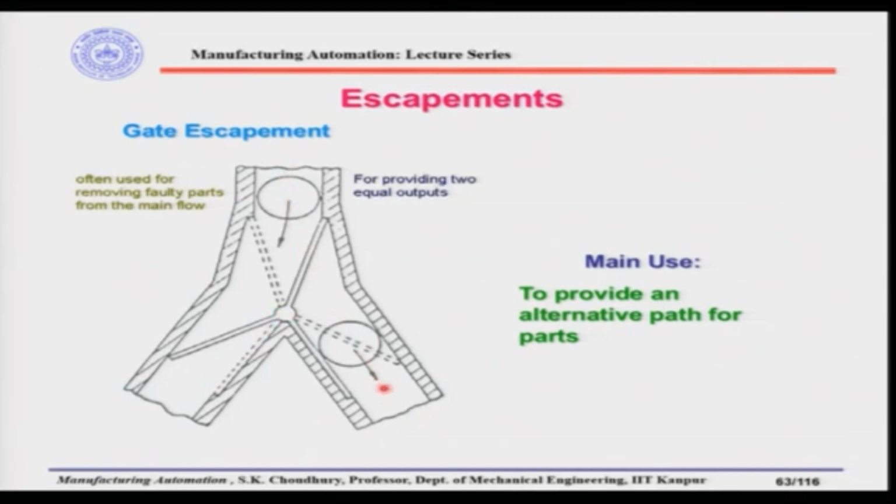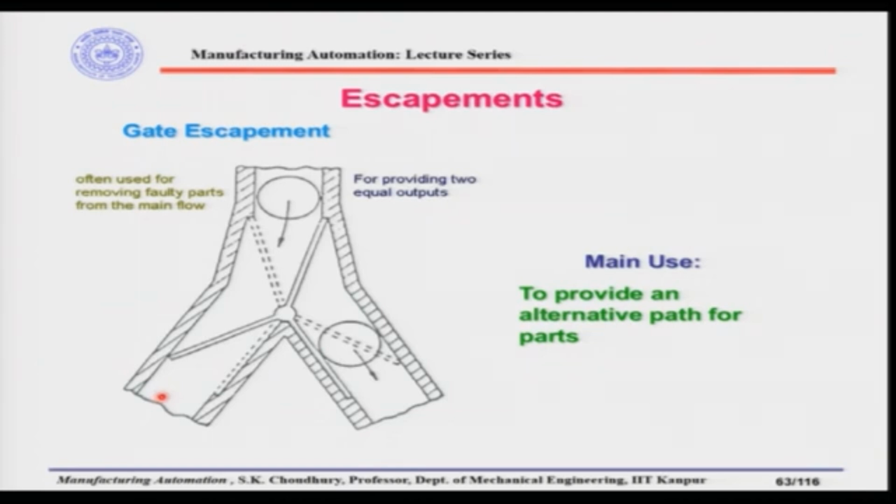So, the sensor and the device will position the star in such a way that this passage is kept open for the faulty parts to go, and all the correct parts will come to the other side by moving after the faulty parts have gone through this passage. The star will come back and block this passage, and it will come to this passage.